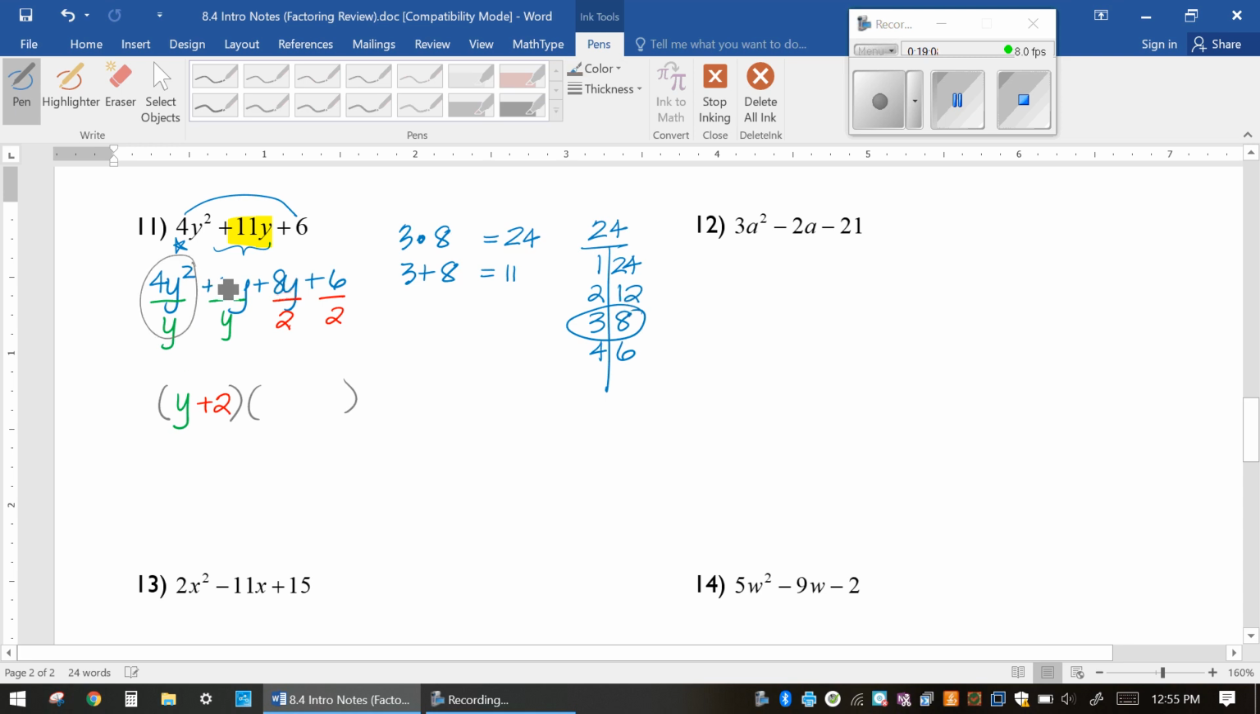this. 4y squared divided by y is 4y. Remember these are your remainders, remainder 1, remainder 2. It's going to go in the second part. This was your GCF from the first pair, GCF from the second pair. Okay, so 3y divided by y is just 3. And that's your final answer.